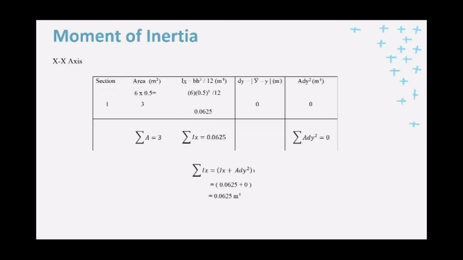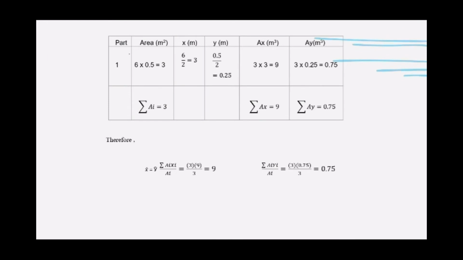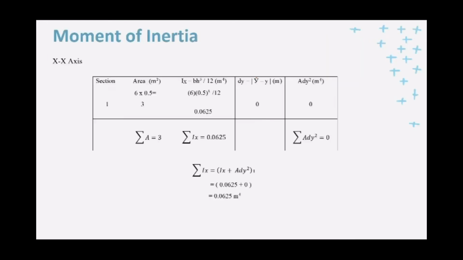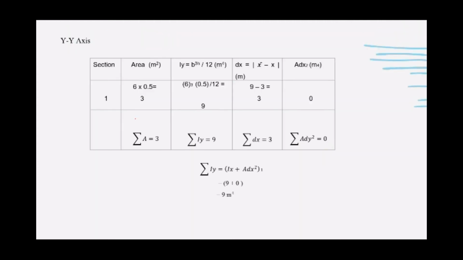Both are meter. So my moment of inertia, x-axis, as you can see, my section is 1, and also my path for the center is also 1. So I can simplify it. So my Ix is 0.0625 meter. My dx is 0 and my dy is 0. So y axis, my section 1 is my Ay is 9 meter. So my dy is still 0, and also my dx is 3.